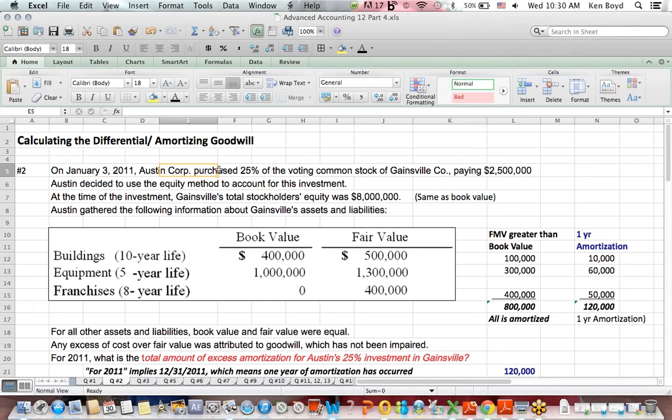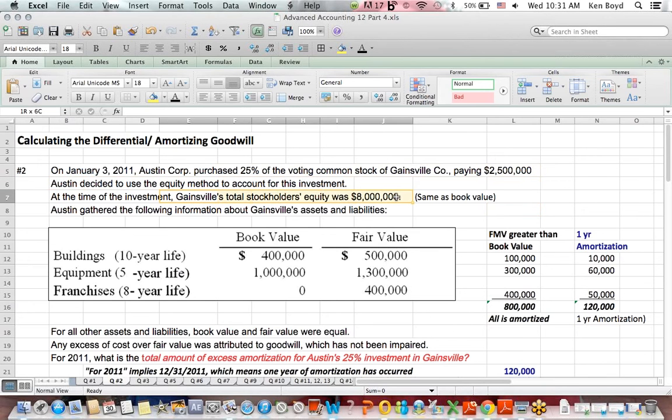On January 3rd, Austin Apparent purchases 25% of the voting common stock of a sub, Gainesville, and they pay $2.5 million. Austin decides to use the equity method to account for this investment. If you look at video Advanced 12 Part 3, you'll see a definition of the equity method.